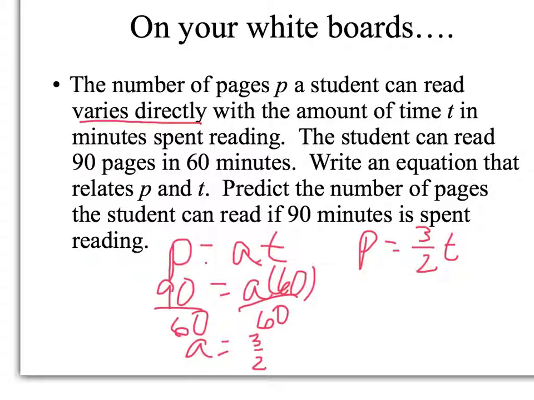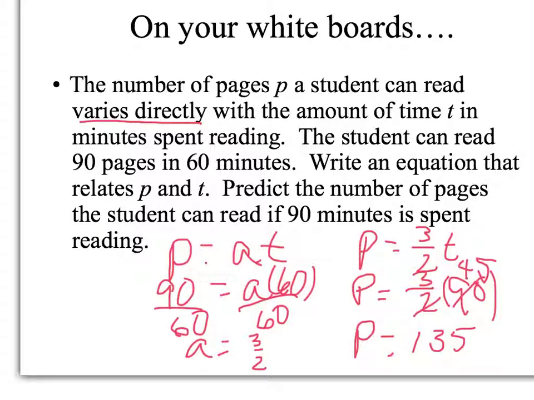All right, then it says, predict the number of pages the student can read if 90 minutes is spent reading. So my T is 90. All right, so 3 halves of 90, that would give me 45, and then 3 times 45 would be 90 plus 45 more.